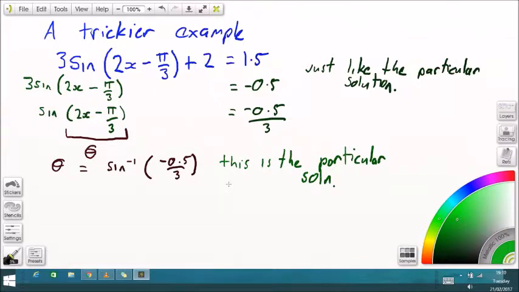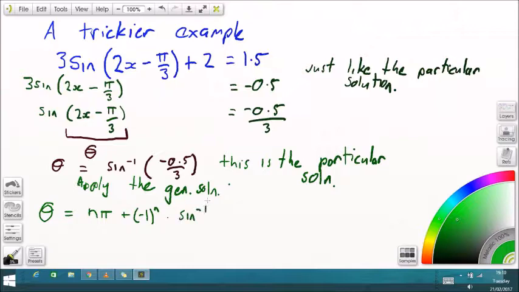Right, so it's at this step that we now have to get the general solution part. So we'll apply the formula for the general solution. This is in your formula sheet, and I'll show you that in a little bit. So theta is going to be equal to n pi plus -1 to the power of n, so that's your general solution part from the formula sheet. Inverse sine, and that's the particular solution bit plugged in just there.